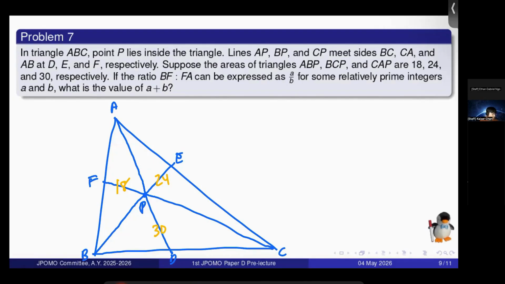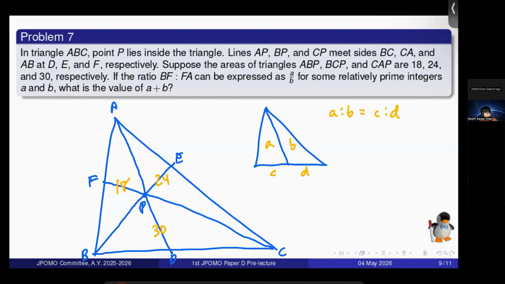So an important idea that we're about to use is if we have a triangle and let's say we have this line segment that goes from this vertex to the opposite side, then if the areas here are, let's say, A and B, and the sides here are C and D, then that means that A is to B equals C is to D. Okay.